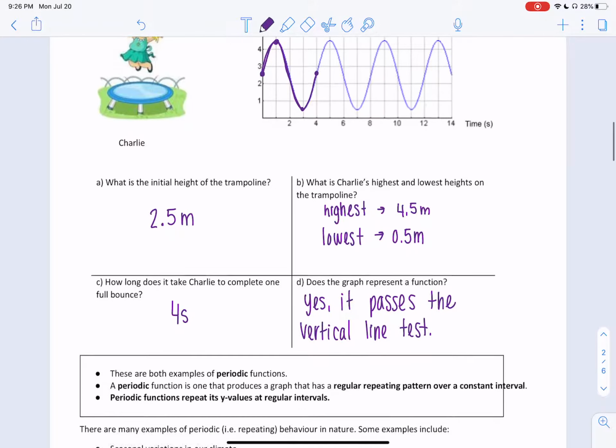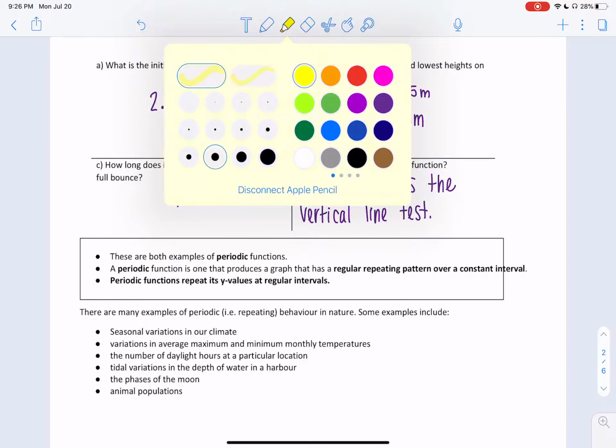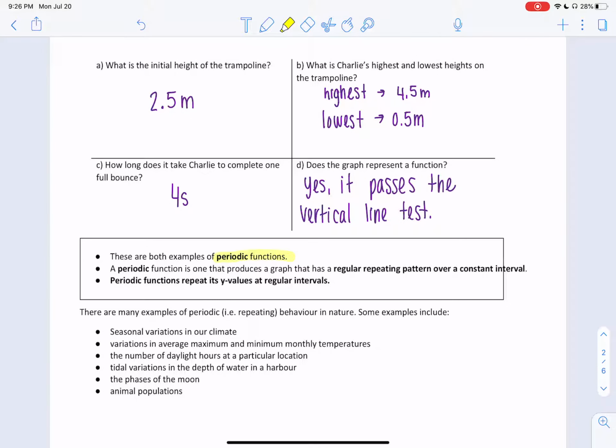So these two examples are both examples of what are called periodic functions. These periodic functions produce a graph that has a regular repeating pattern over a consistent interval. These periodic functions repeat their y values at regular intervals. You'll notice that the y values happen once, and then they happen again and again over our x values.